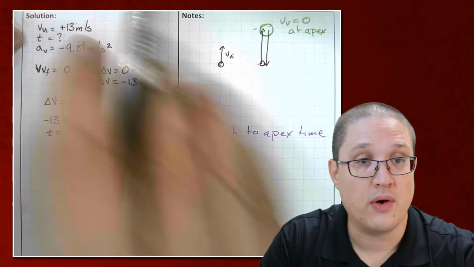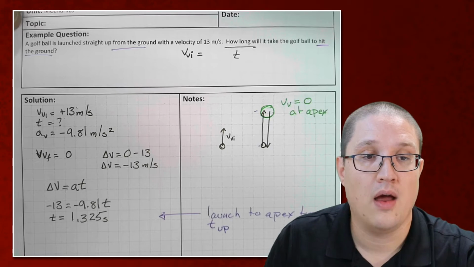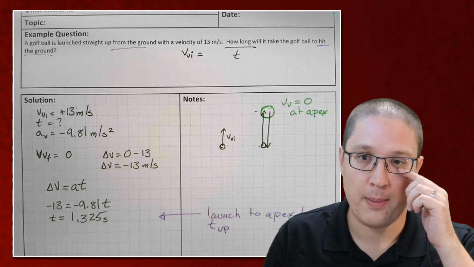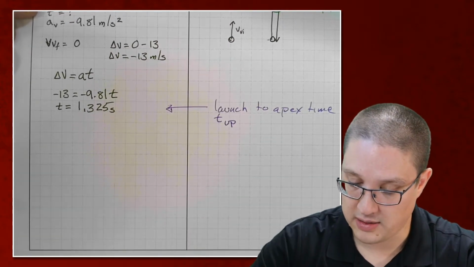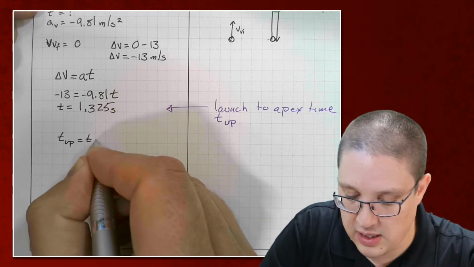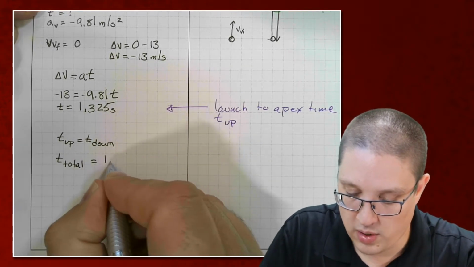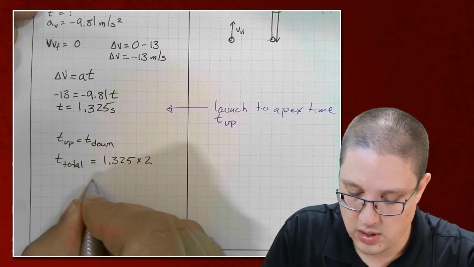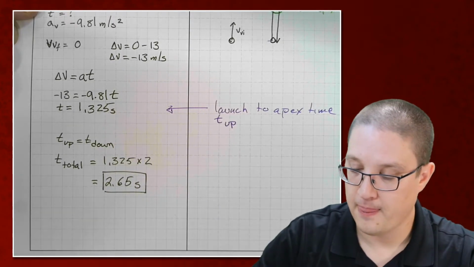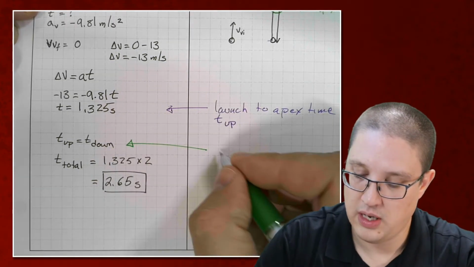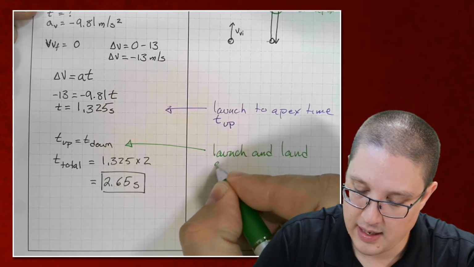This here is launched from the ground. See here, I'm launched from the ground, and it is returning to the ground here. So my distance up and my distance down are exactly the same, which means my time up and my time down are the same. Because I'm returning to the same height, T up is equal to T down. So my T total is going to be 1.325 times 2, which works out to 2.65 seconds. Okay? This T up is equal to T down. This we can do because we launch and land at the same height.